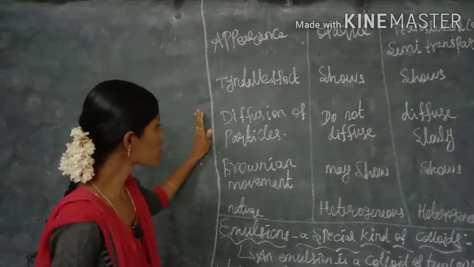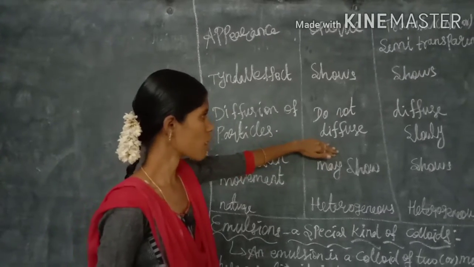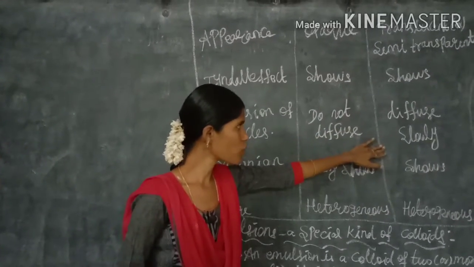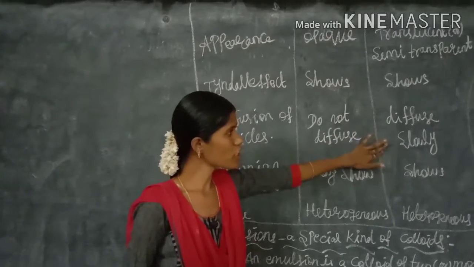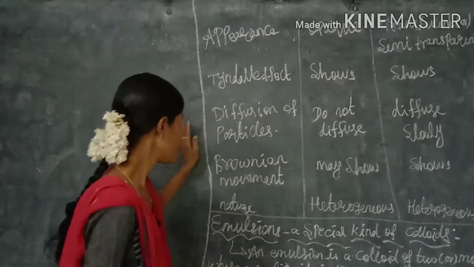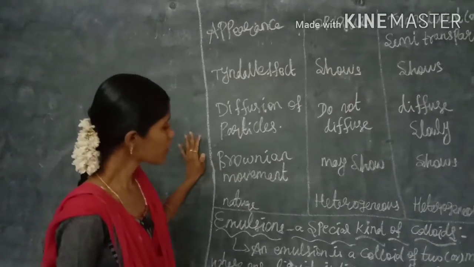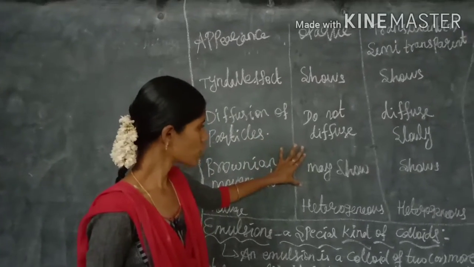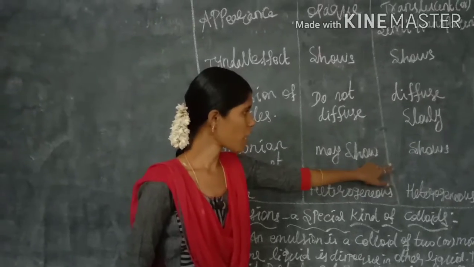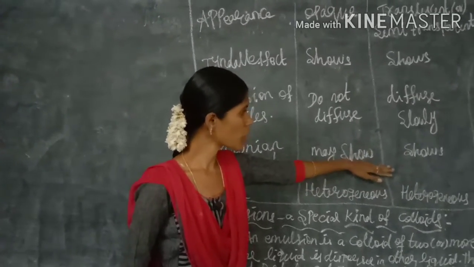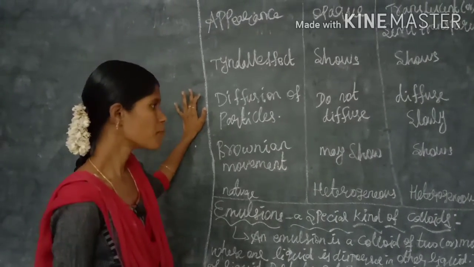The diffusion of particles in the case of a suspension: they do not diffuse. In the case of a colloidal solution it will diffuse slowly, whereas in the case of a true solution it will diffuse rapidly. Then the last one is Brownian movement. In the case of a suspension it may show the Brownian movement, and the colloidal solution will also show the phenomenon of Brownian movement. Whereas in the case of a true solution it may or may not show the Brownian movement.